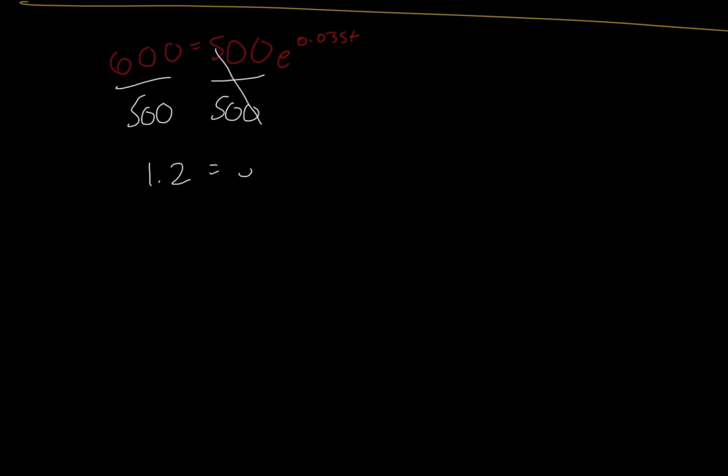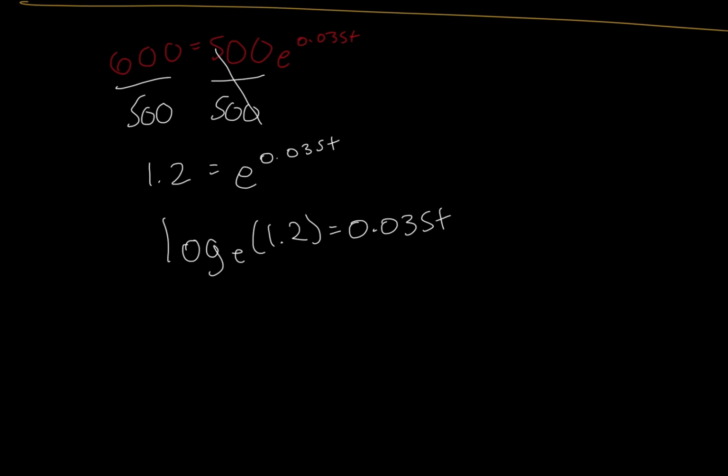Now, if you wanted to check your work and do it the regular log way, you can totally do that. If we just rewrite it as 600 equals 500e to the 0.035t, once again, you're just going to divide by 500 on both sides. You're going to get 1.2 is equal to e raised to the power of 0.035t. And now you can just do log base e of 1.2 equals 0.035t. Whatever you get, you can divide it by 0.035, and you're still going to get 5.2.